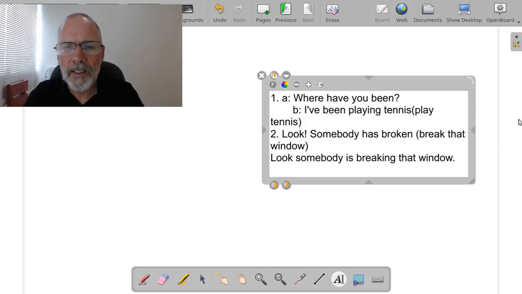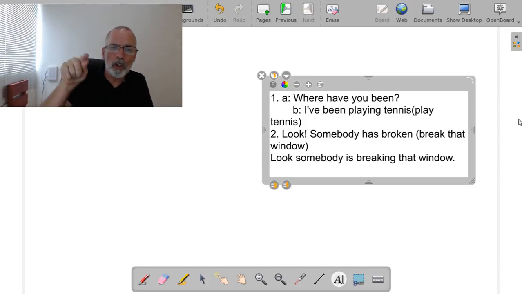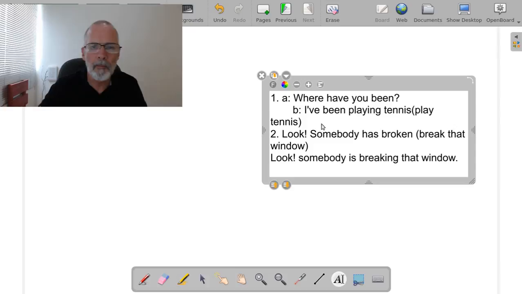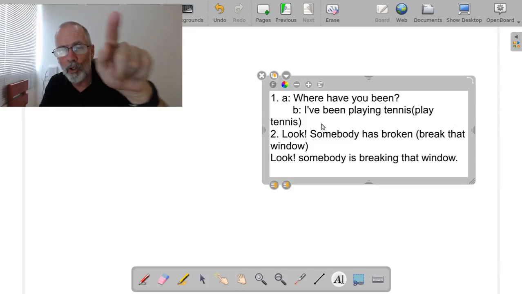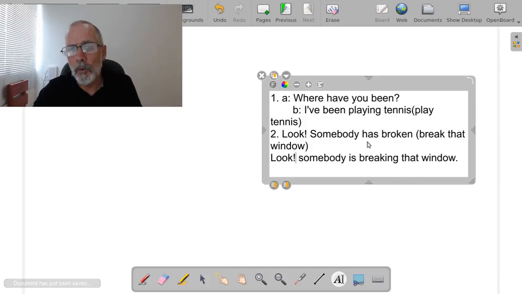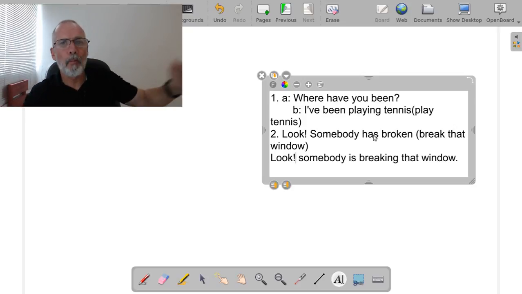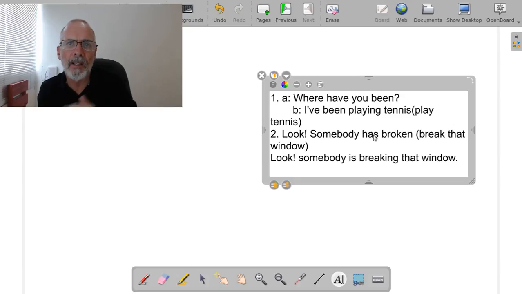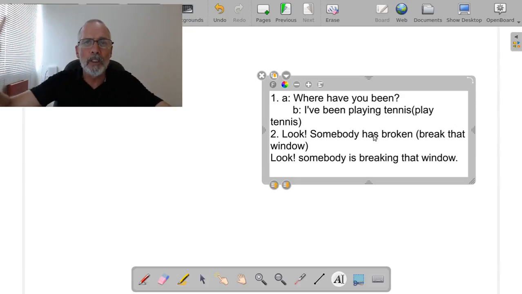So what's the difference? When we say look, the first bit, it means I want you to look at something now. This is in the imperative, so I'm saying look now. And if I say, somebody has broken that window, it means somebody broke the window in the past, and now here is the result.